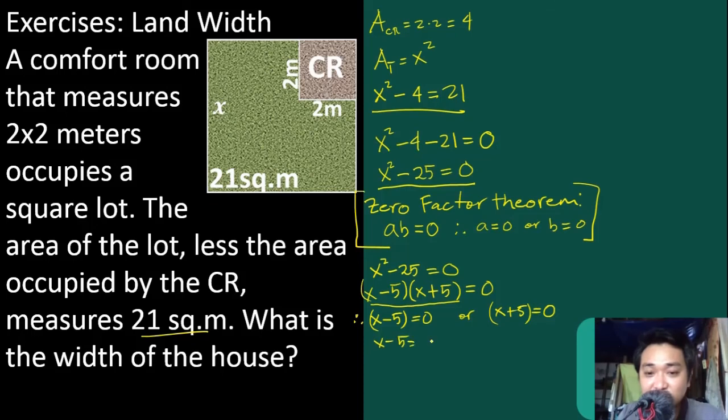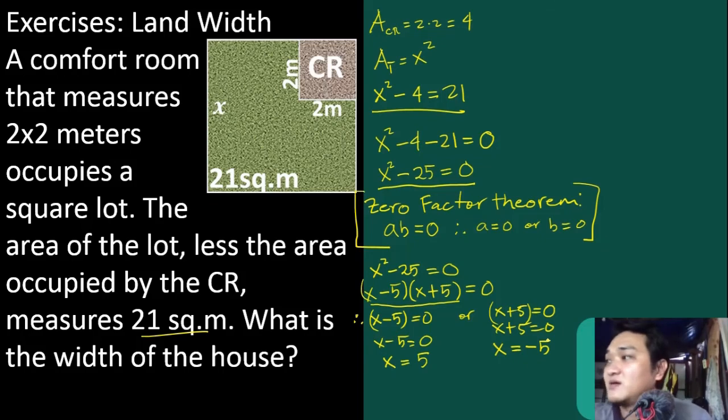x minus 5 is 0. Transpose negative 5 to the other side of the equation. That will be x equivalent to positive 5. And x plus 5 is equal to 0. If we transpose positive 5 to the other side, it will become negative 5. So, x is equivalent to negative 5. So, ano ibig sabihin yan? Ang ibig sabihin po niyan, it's either the value of x is 5 or the value of x is negative 5 to make x squared minus 25 equivalent to 0.